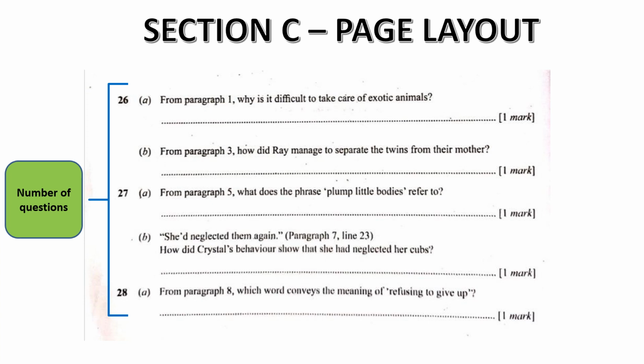So for each question, there may be sub-questions. For example, for 26 there are 26A and 26B, 27A, 27B. So overall for section C, the marks will be 10 marks.